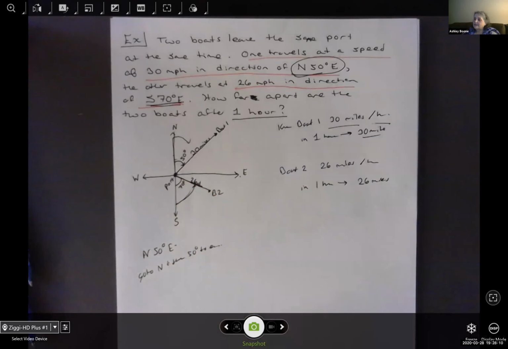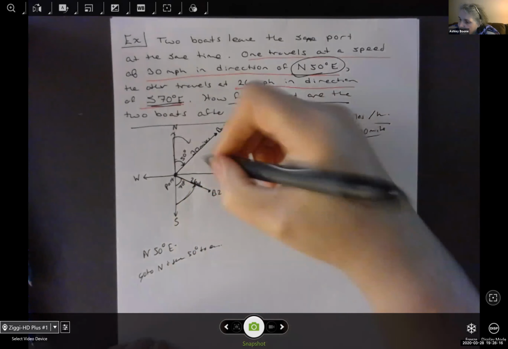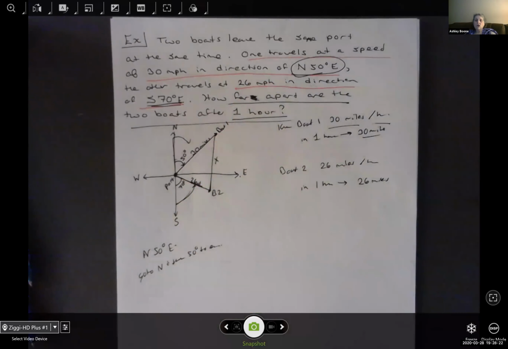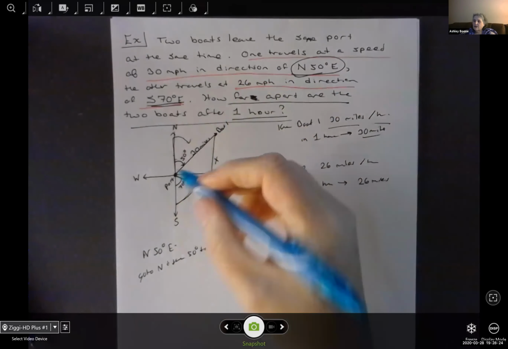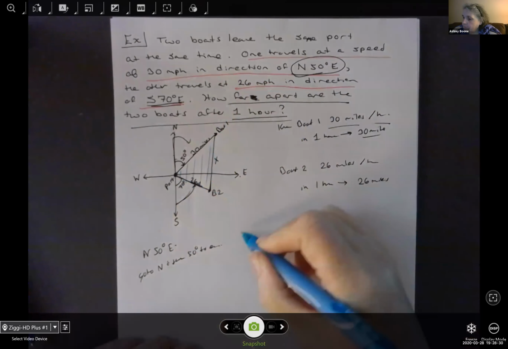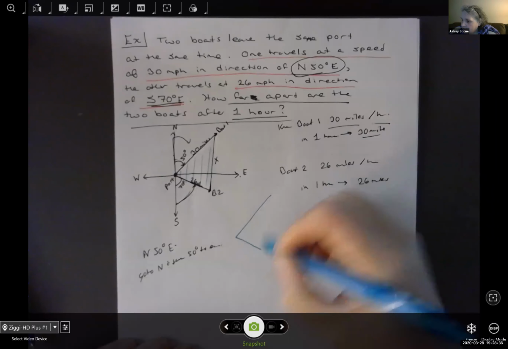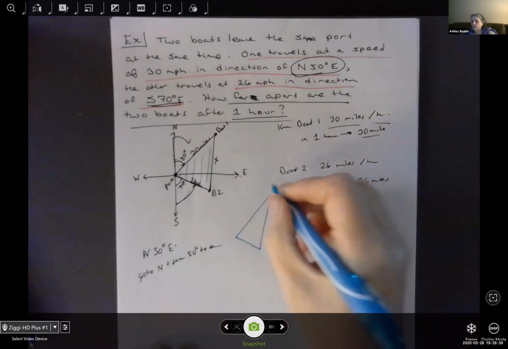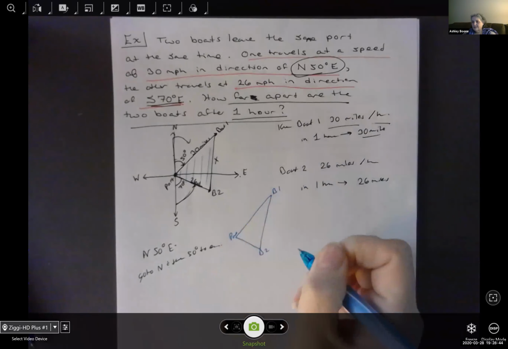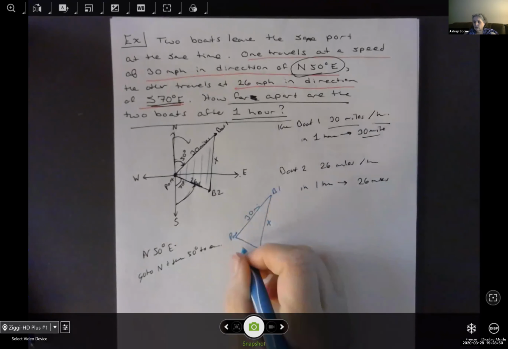The problem says, how far apart are the two boats after 1 hour? So we're looking for the distance between these two boats. That's our unknown, okay? So notice what we really have going on here is this triangle: this side coming up like this, this side coming down like this. There's boat 1, boat 2, the port, okay? This is what we're looking for, x. I know this distance is 30 miles. I know this distance is 26 miles.